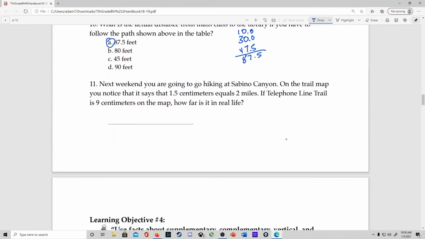Okay, let's look at this one. Next week, you're going to Sabino Canyon. On the map, you notice that 1.5 centimeters is 2 miles. If the trail is 9 centimeters, how far is it in real life? So we have centimeters over miles is equal to 1.5 over 2. And we want to know what 9 centimeters is, so we want to keep centimeters on top, and miles down here. So we don't know this value. Again, we multiply. We get 18, and we need to divide by 1.5.